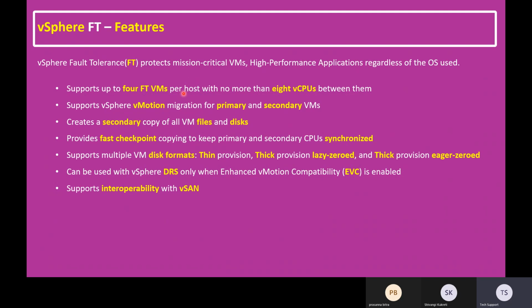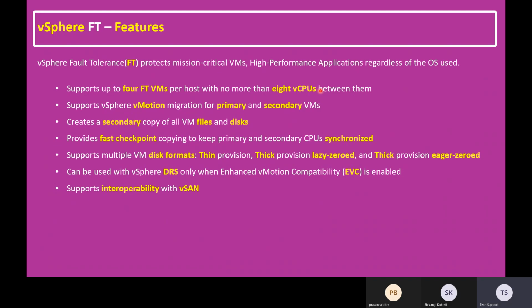Even if you want to enable fault tolerance on one ESXi host, it supports a maximum of 4 fault tolerance VMs per ESXi host, with no more than 8 vCPUs between them. Even if you enable 4 VMs, the overall CPU should be 8 virtual CPUs. That means each VM should maintain 2 vCPUs. So 4 multiplied by 2 is equivalent to 8.